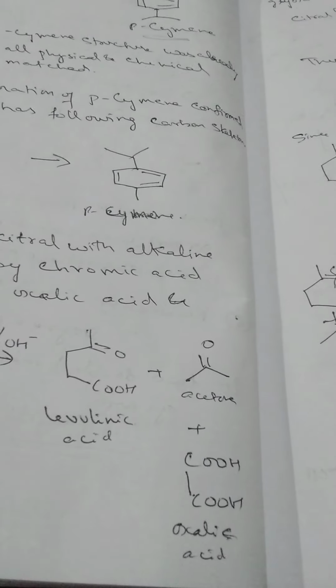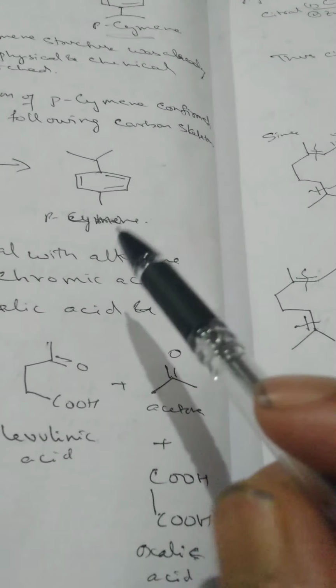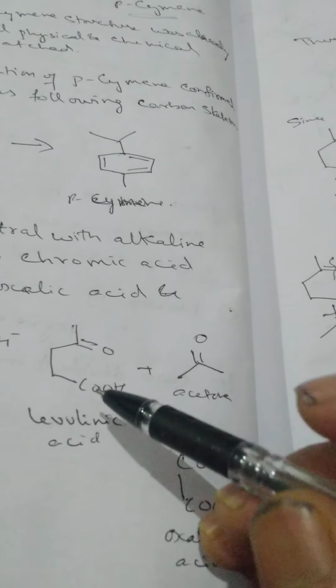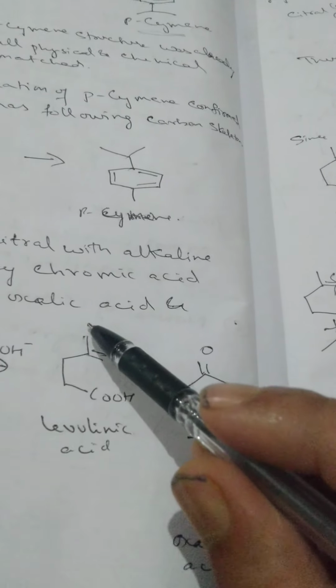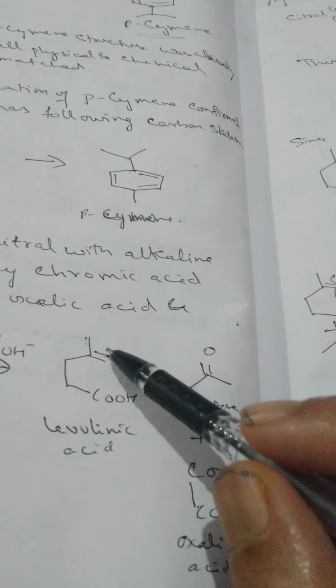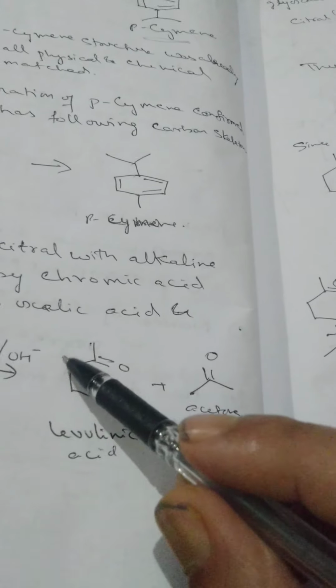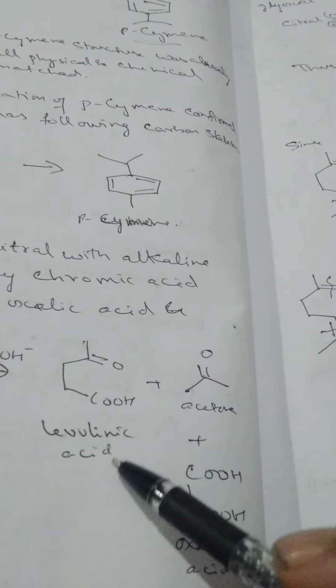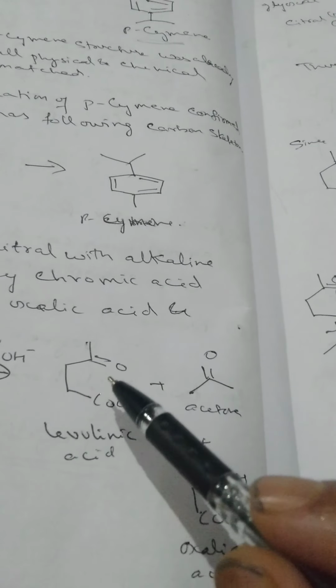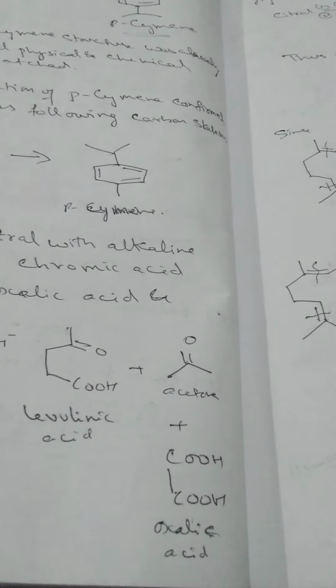Elucidate the structure of citral. So what they got is levulinic acid. If you know the IUPAC name, it will be much better. So it is 1, 2, 3, 4, 5. Acid gets more preference than ketone. So you start from here, 1, 2, 3, 4, 5. So it is pentanoic acid. So it is 4-oxopentanoic acid. They got 4-oxopentanoic acid, acetone plus oxalic acid.